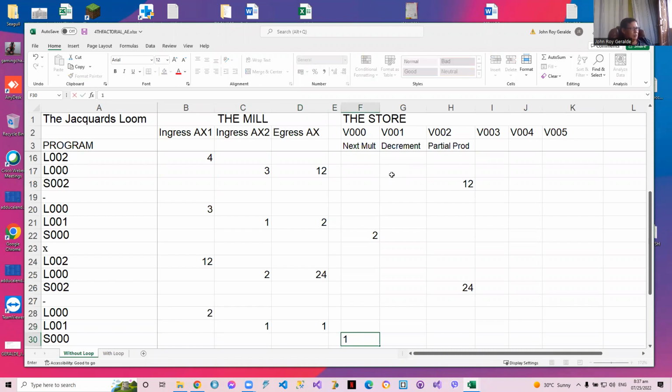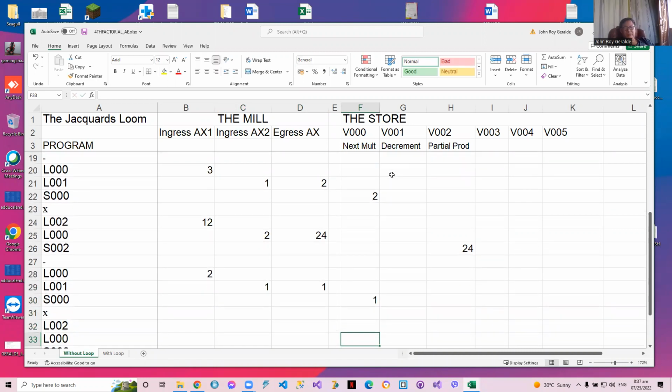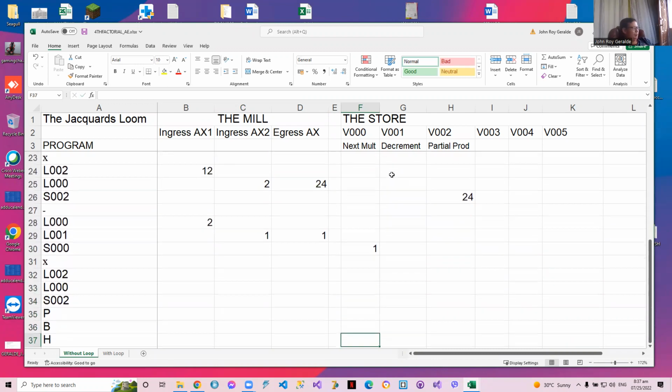So the next multiplier here is S00 pala. So the next multiplier will be 1. Okay. Do you follow? And then finally, we're going to do the last one. So we are going to do a times of L002, which is 24. And then L00, which is 1. 24 times 1 is 24. And then we'll store it in the last result, which is 24. And we say P, print, which means it will now be printed to the last punch card. Do you follow? So the last punch card will store the value of 24.